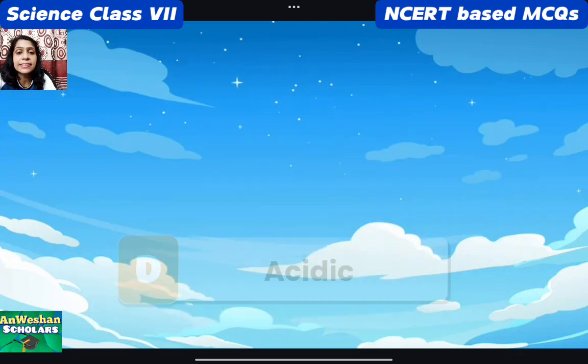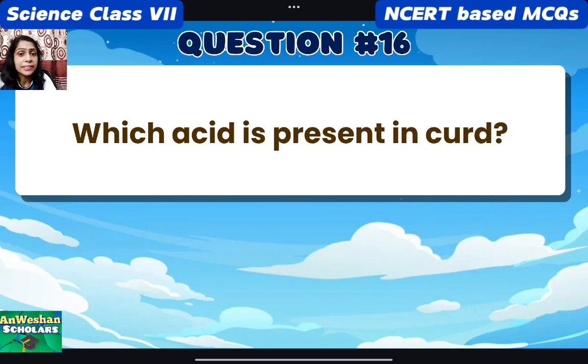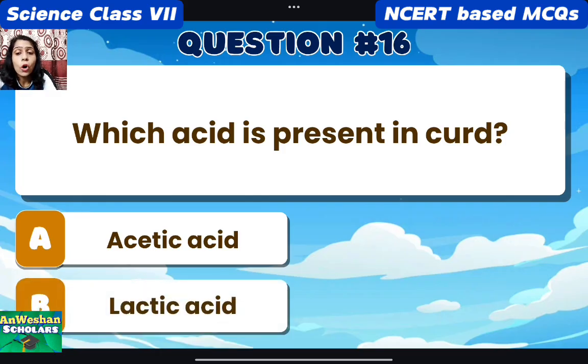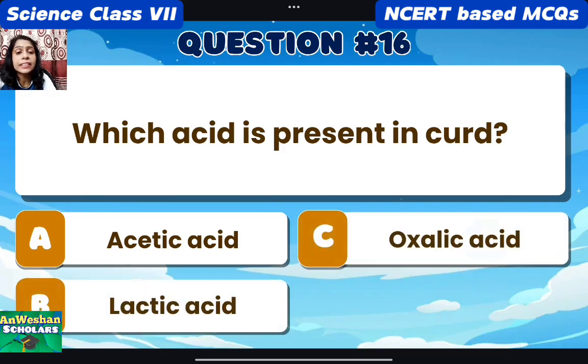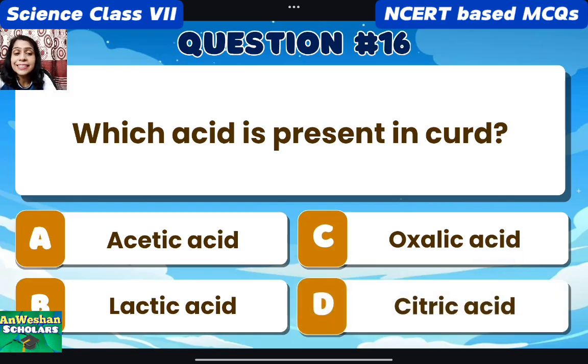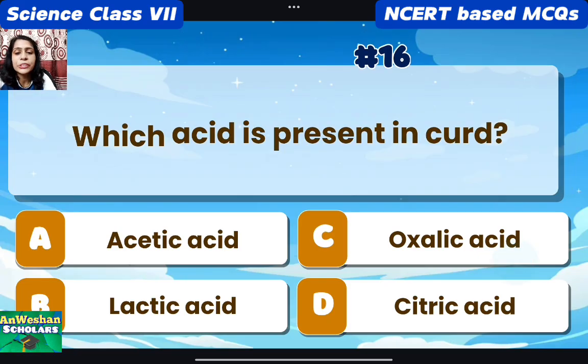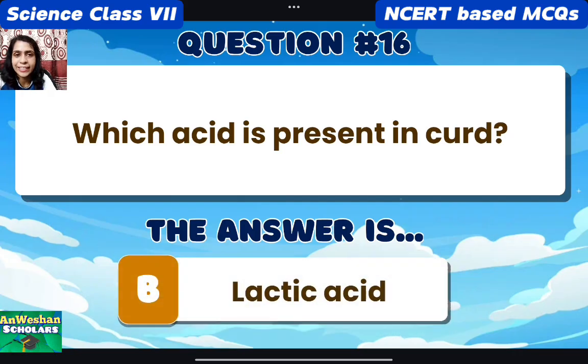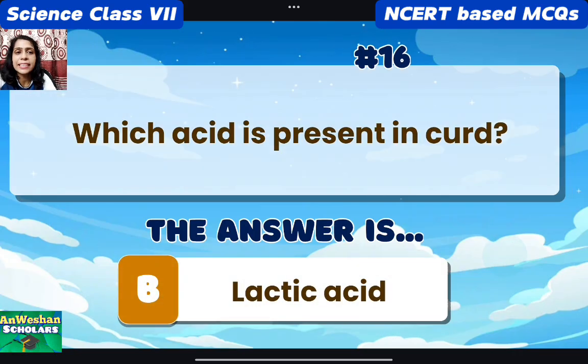Now 5 more questions remaining. Question number 16. Which acid is present in curd? Option A, acetic acid. Option B, lactic acid. Option C, oxalic acid. Or option D, citric acid. Again, very easy for you. Yes, it is option B, lactic acid. You are very correct.